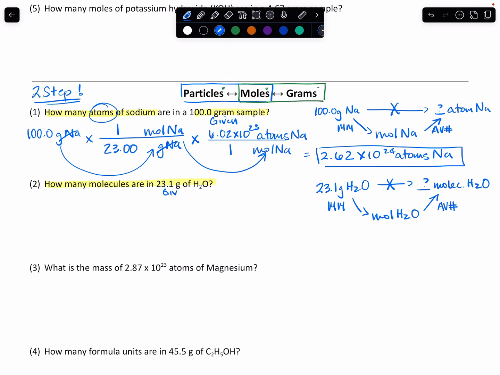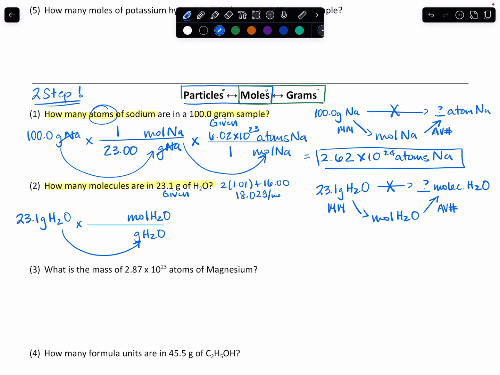We start with what we have been given: 23.1 grams of H2O. Our first conversion factor is going to put those grams in the bottom, and we're trying to figure out moles, so that will be up top. Now the molar mass of H2O: 2 times 1.01 for the hydrogen plus 16, so I have a molar mass of 18.02 grams per mole. For every 1 mole of H2O, it has a mass of 18.02 grams. That lets me cancel the grams of water.